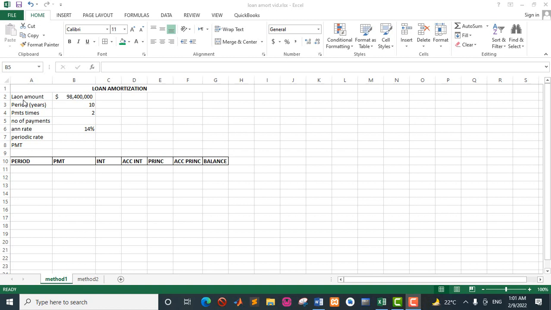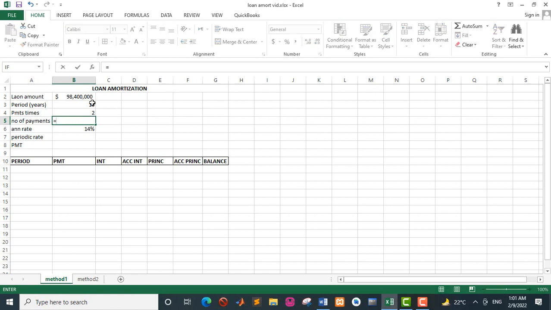Therefore, given the loan amount of $98.4 million and the period of 10 years, with the number of payment times being twice in a year, meaning after every 6 months, the total number of payments will be equal to 10 times 2, and we shall get 20.